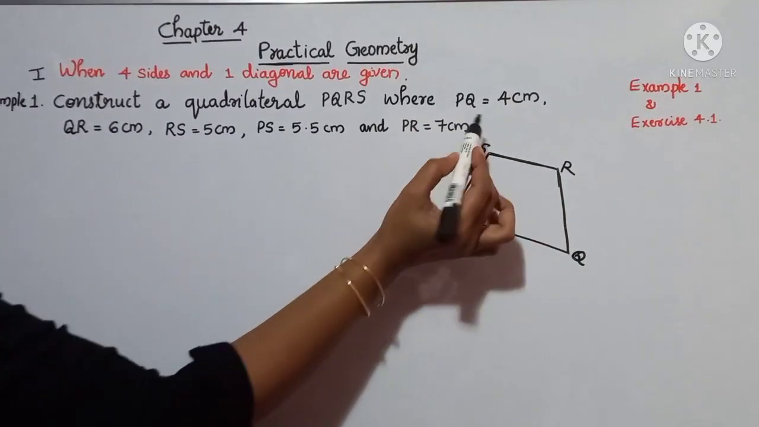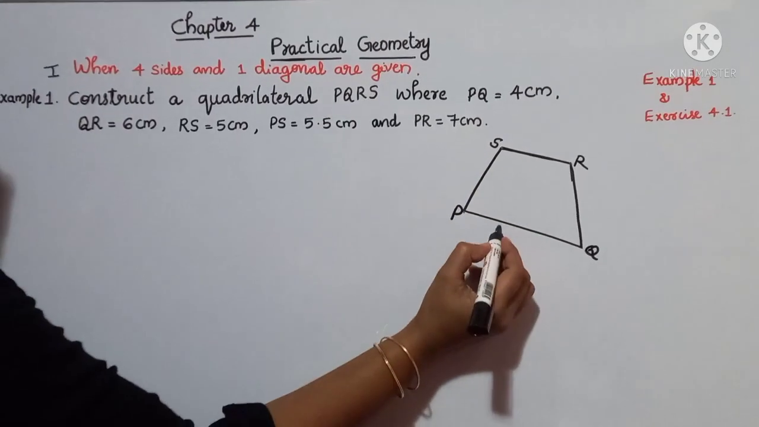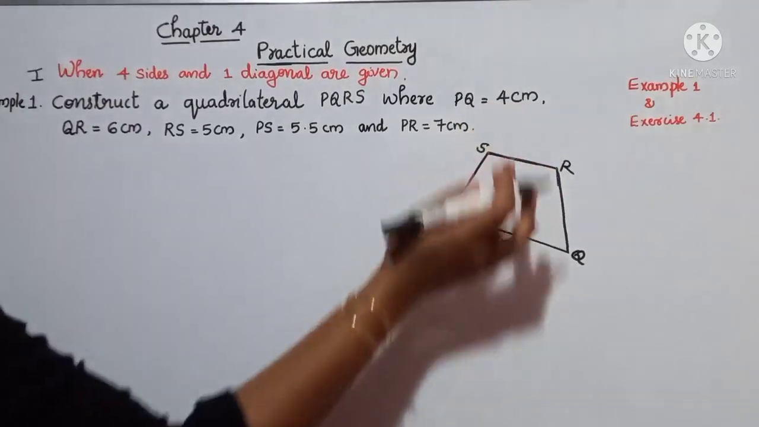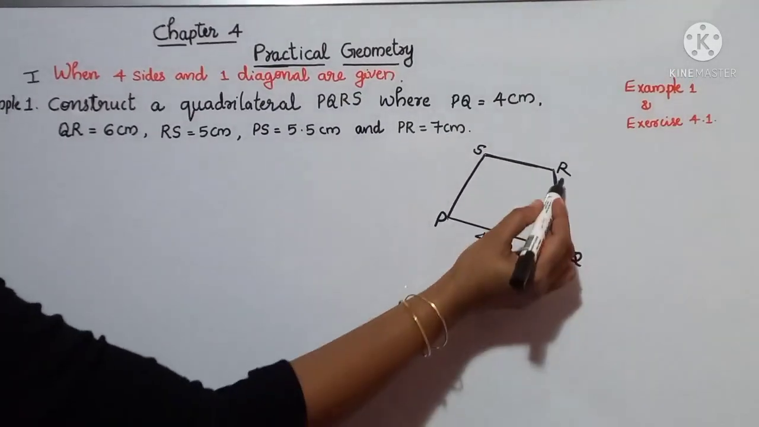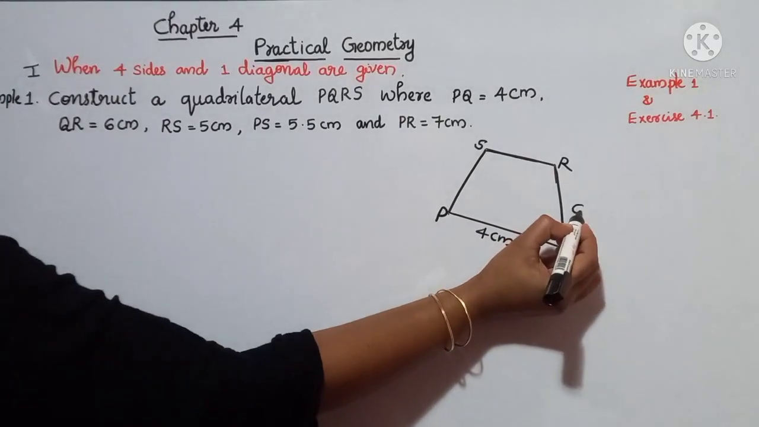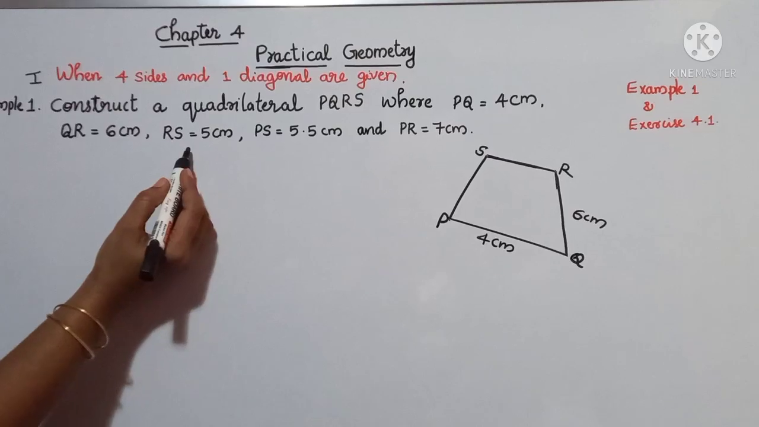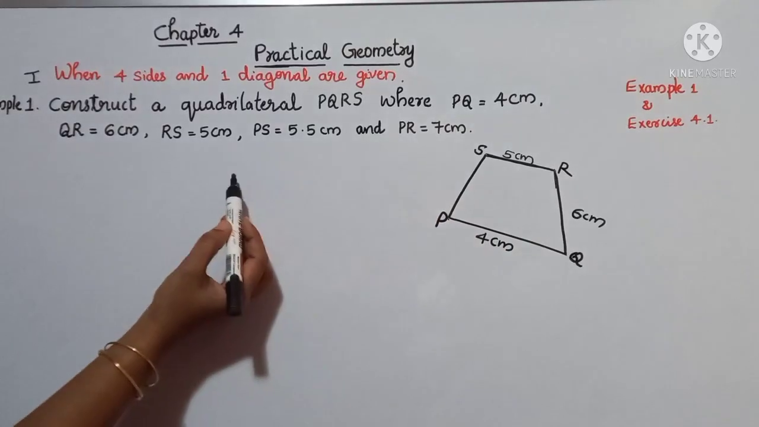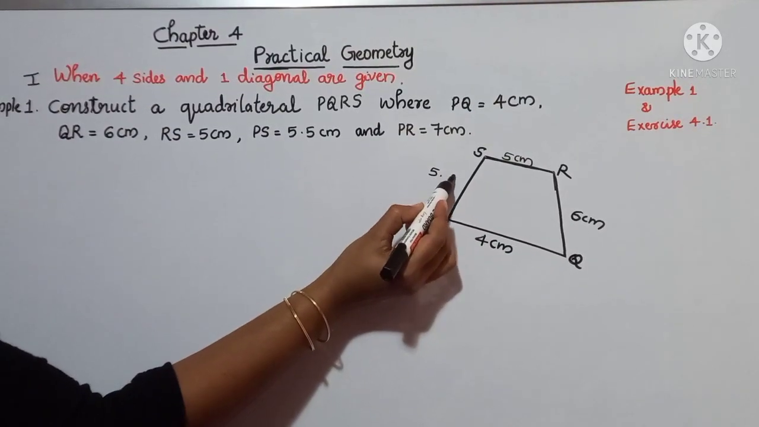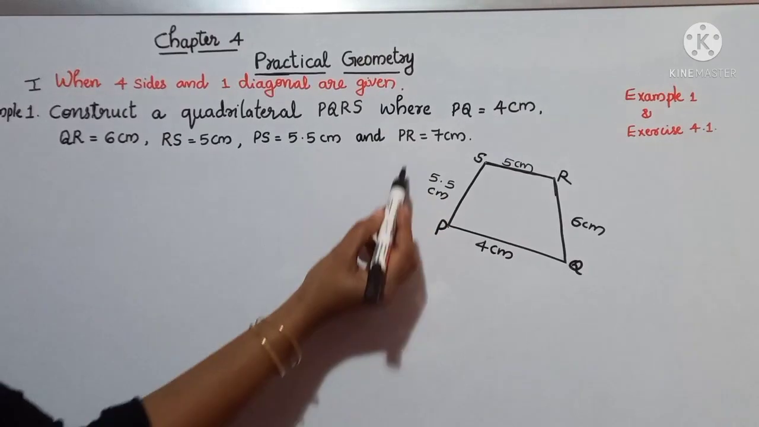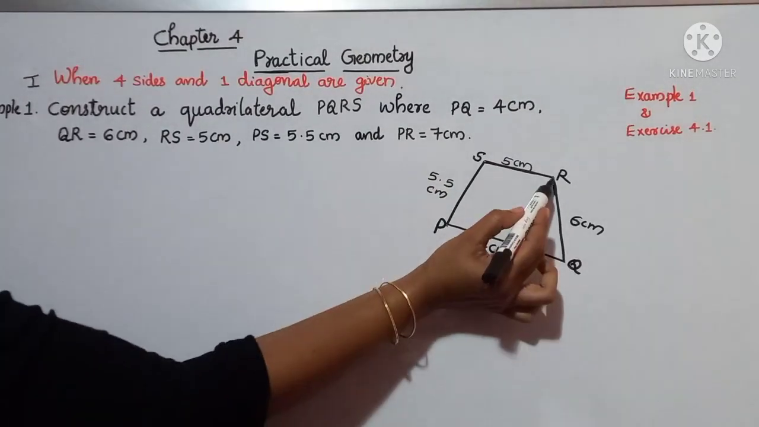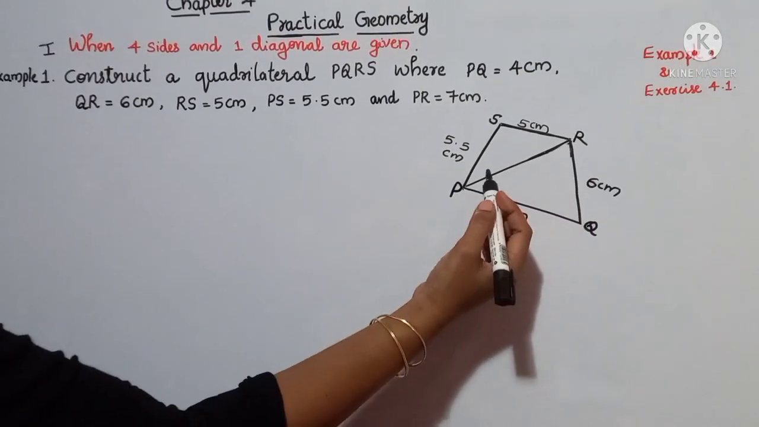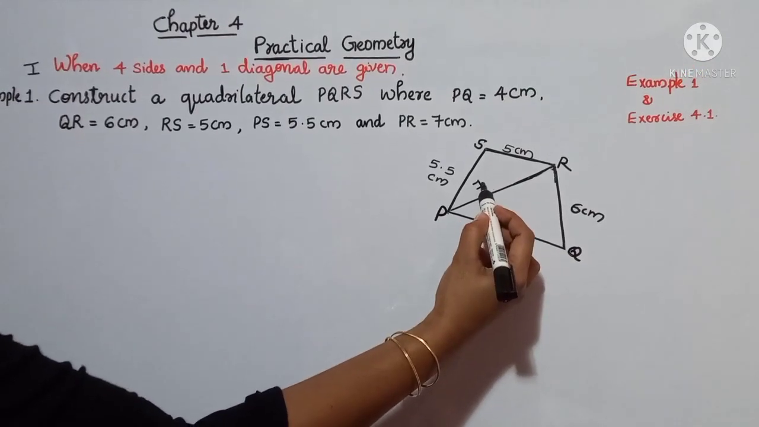Then we can write the measurements of the sides. PQ, 4 centimeter. There is no relation between the given measurement and the rough sketch. QR, 6 centimeter. RS, 5 centimeter. PS, 5.5 centimeter. And PR, we did not draw till now. We have to join P and R. We have joined P and R here, and PR is equal to 7 centimeter.